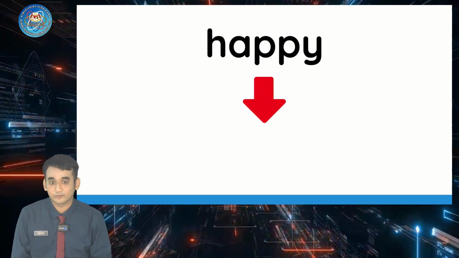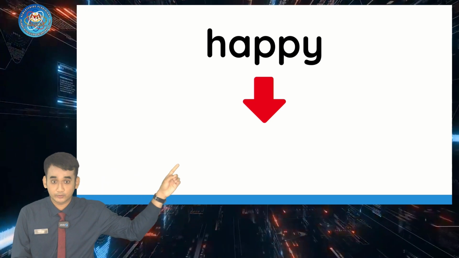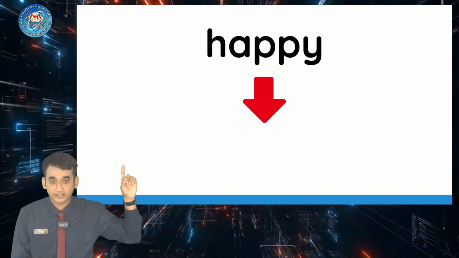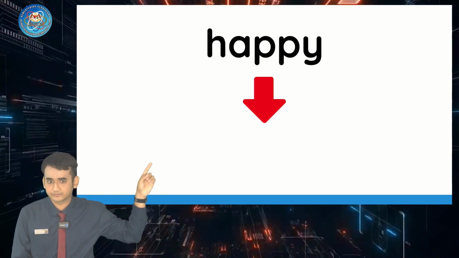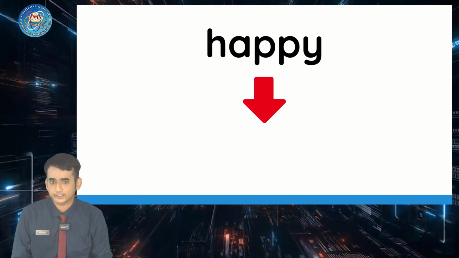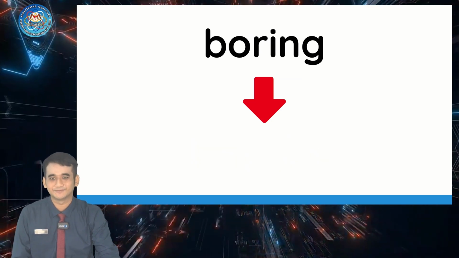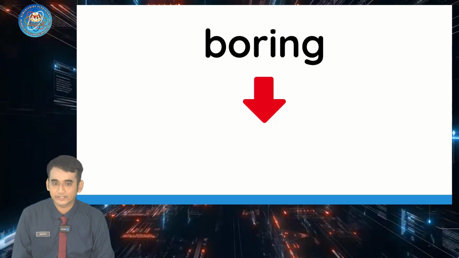Okay, this is another rule for the comparative adjectives. So this word is happy. You see the word happy here, and the letter it ends with is the letter Y. What is the comparative adjective for happy? Happier. Very good.